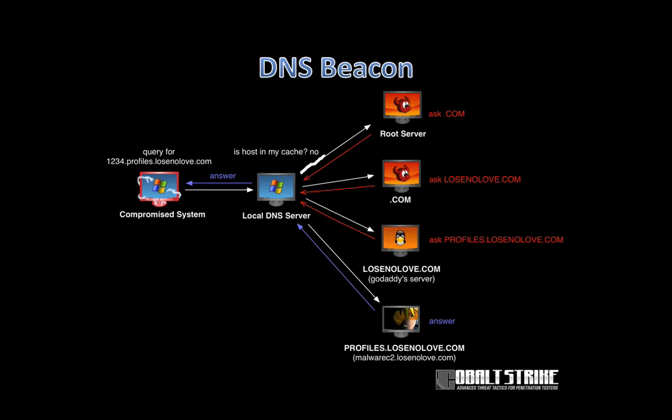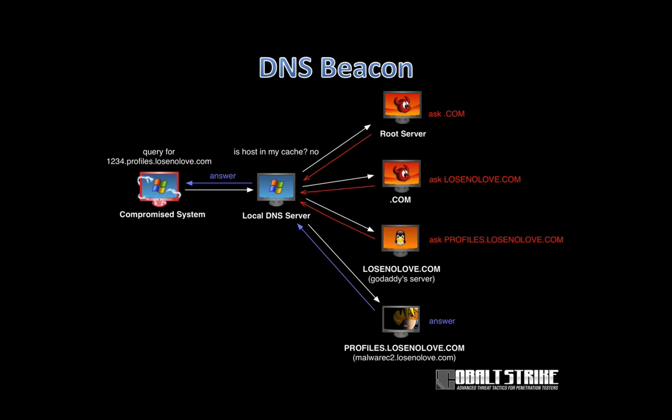So it contacts the root server and says, root server, do you know the 4-byte response for this A record lookup for 1234.profiles.losenolove.com? And that server is, of course, going to say no, it doesn't actually know that answer. And what it's going to reply with is advice that our local DNS server instead ask the server that is authoritative for the .com domain. So it's going to give us back that response. And our local DNS server, undeterred, is going to try again.